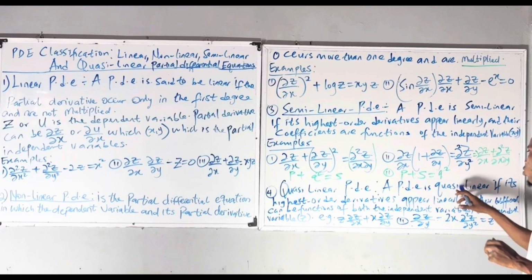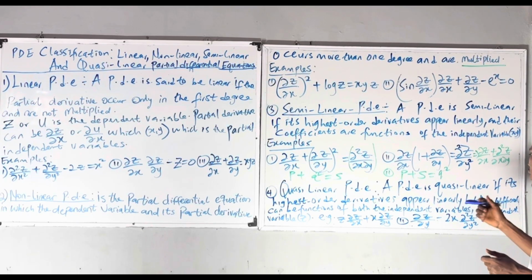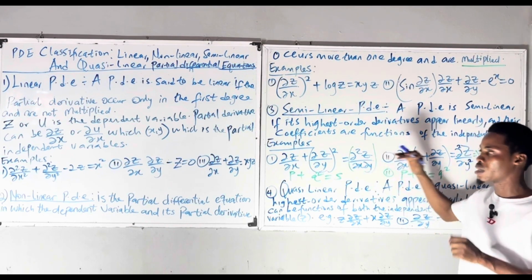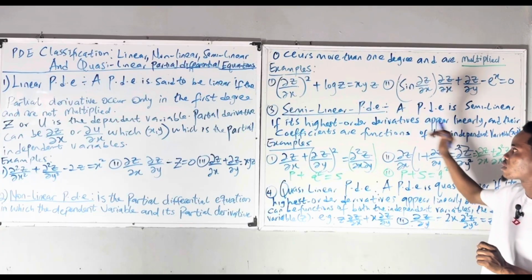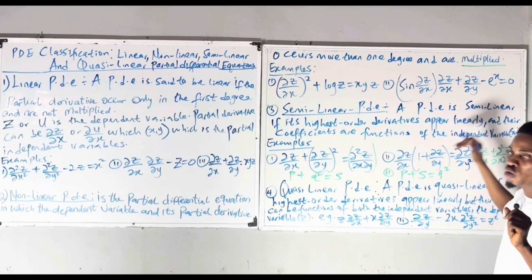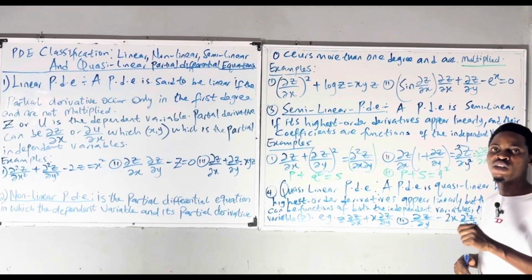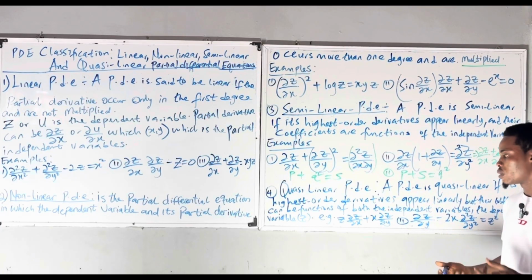A PDE is quasi-linear if its highest order derivative appears linearly, but their coefficients can be functions of both the independent variable and the dependent variable. That one is also related to semi-linear. The only difference between semi-linear and quasi-linear is that in semi-linear, the highest order derivative appears linearly and its coefficient must be a function of the independent variables x and y only. But in quasi-linear, it can be a function of the independent variable and also the dependent variable.